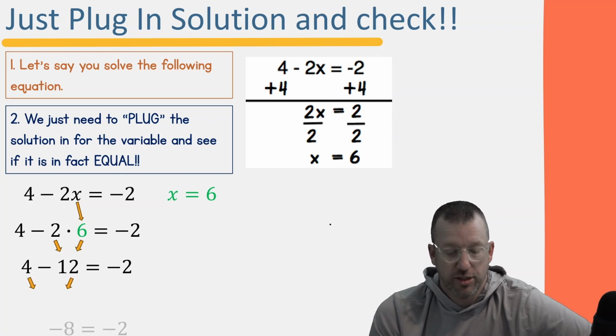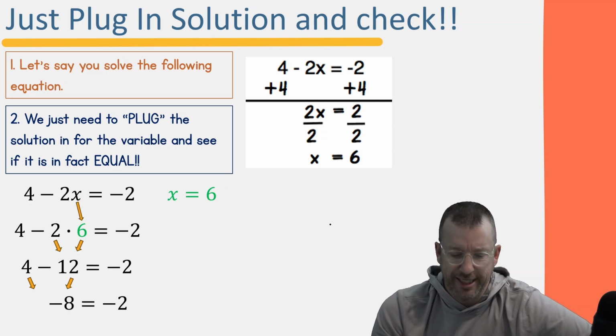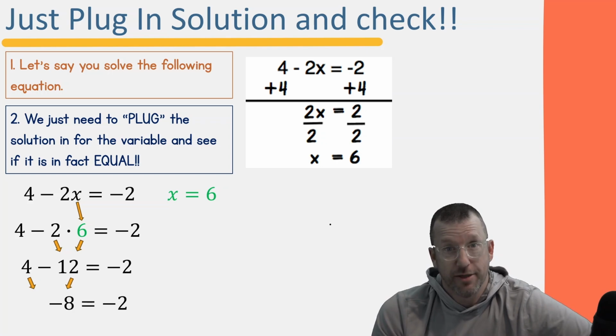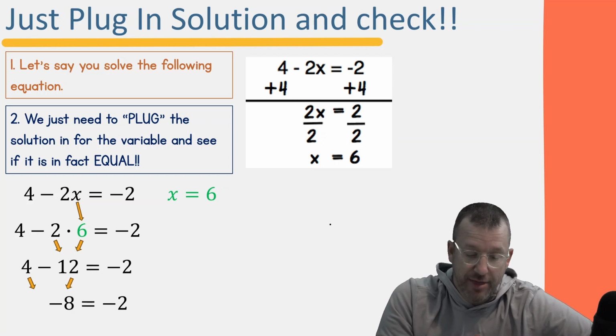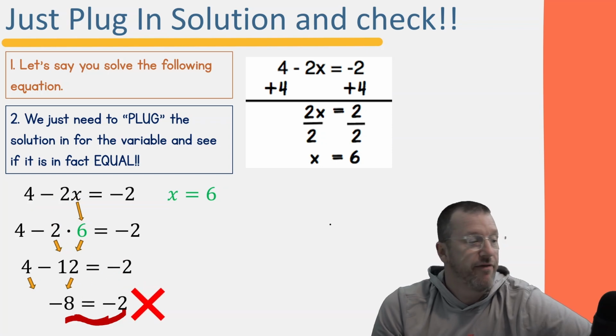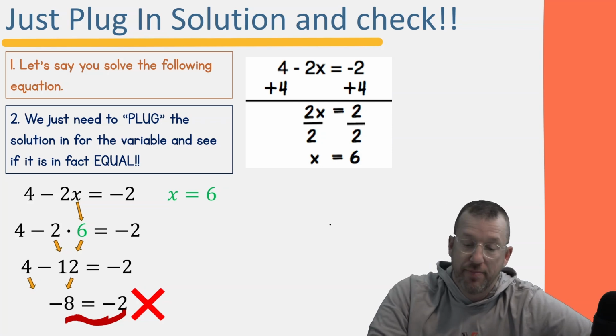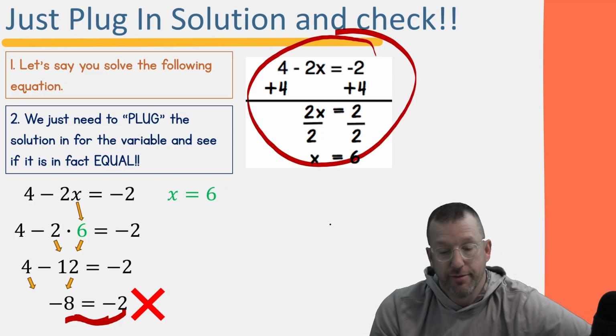What is 4 minus 12? It's negative 8. Does negative 8 equal negative 2? No, it doesn't. That means I made a mistake somewhere, because these have to be equal, and they are not equal right now. So that would be a big fat X, not correct. Then you would go back up and try to figure out what I did wrong.